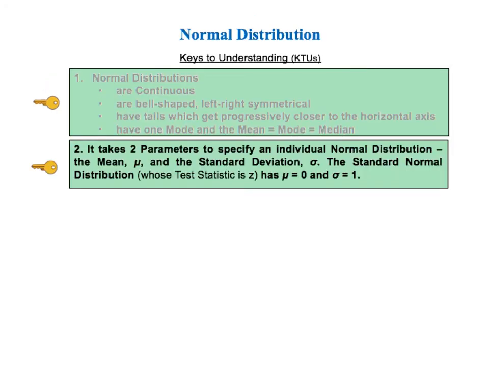The second KTU says it takes 2 parameters to specify an individual normal distribution, the mean, mu, and the standard deviation, sigma. The standard normal distribution, whose test statistic is z, has mu equals 0 and sigma equals 1.